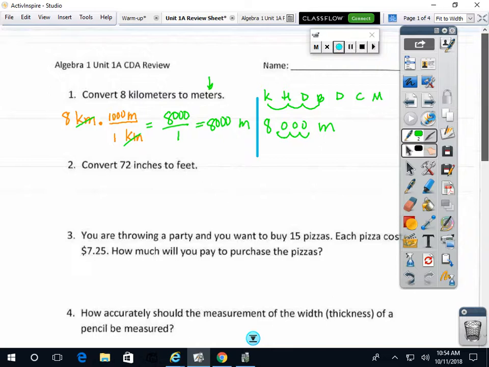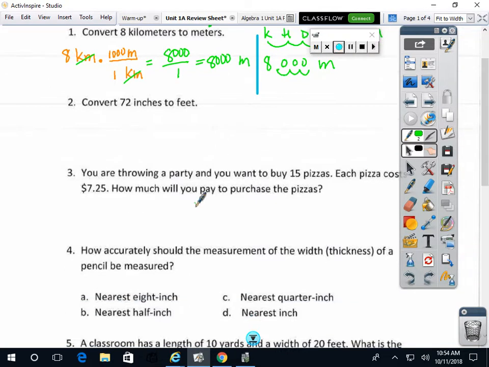Okay, number 2, convert 72 inches to feet. What would we start our conversion chain with? 72 inches, right. Then we multiply, inches is in the top, so it goes on the bottom. We're trying to take it to feet. What do we know about inches to feet? Right. So now we're done with our conversion chain because we've made it to feet, which is the desired units for the answer. We cross out the other units.